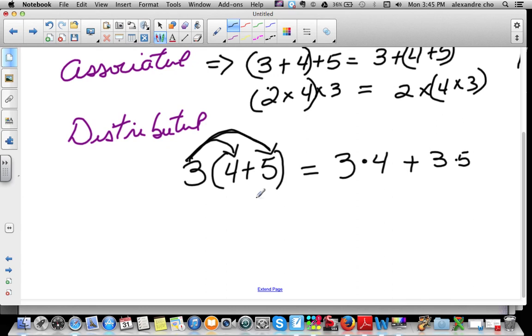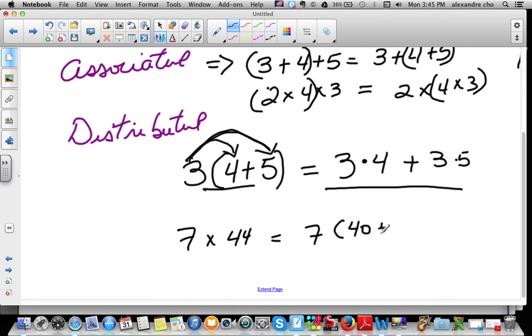Oh, another use for distributive property, besides this example that you just saw, is something like this. 7 times 44. One way of using distributive property for a scenario like this is to break up and do this. You can do 7 times, and you break 44 into 40 and 4. Okay, so instead of multiplying 7 times 44, you're going to multiply 7 times the sum of 40 and 4, which is the same thing, and then do the distributive property.